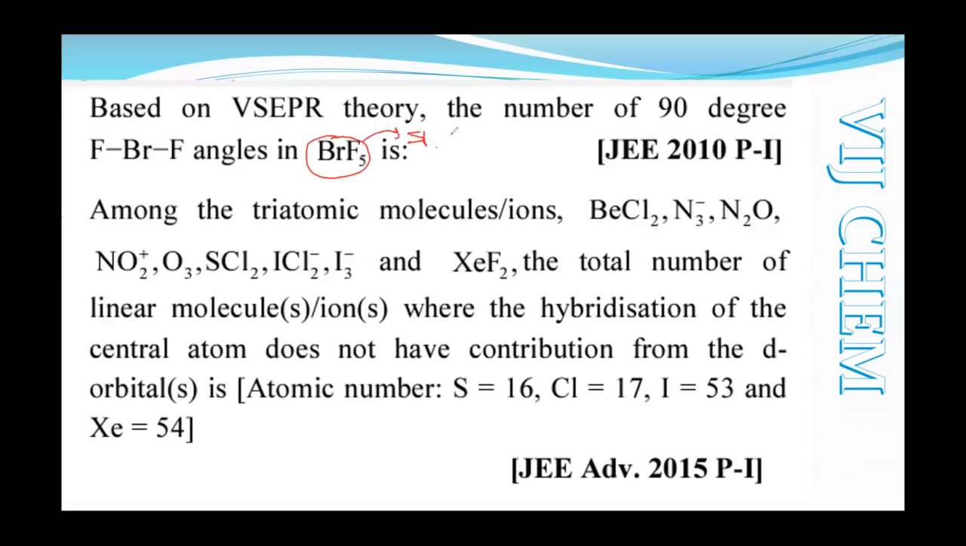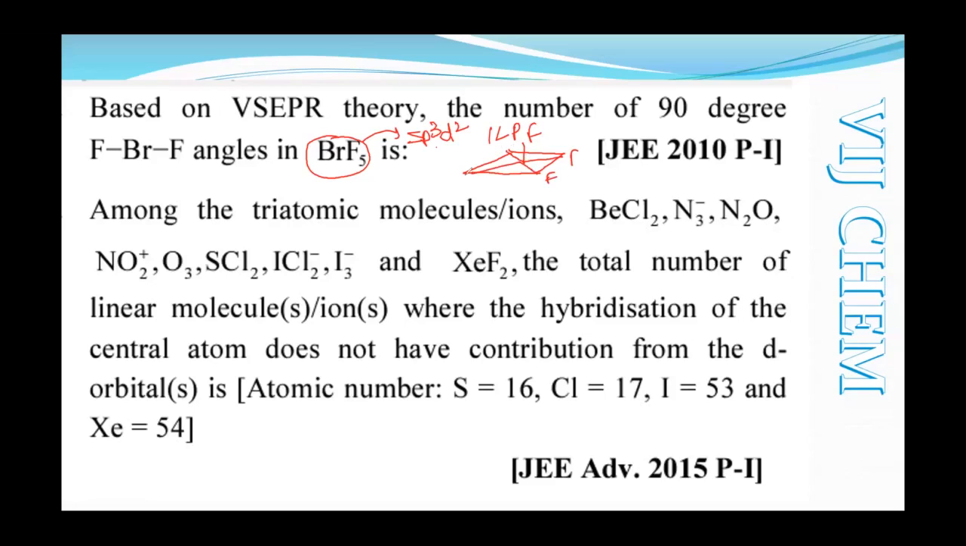sp3d2 and one lone pair. So it will be square pyramidal. What will be the structure? Square pyramidal. Okay. One fluorine will be here, another fluorine, second fluorine, third fluorine, fourth fluorine, and fifth fluorine.